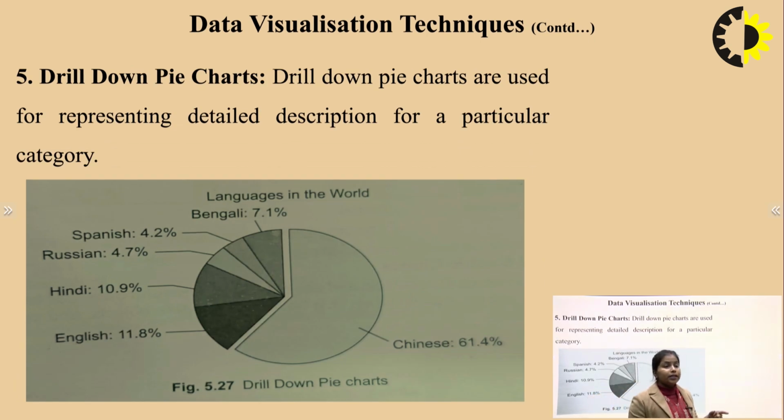Now the next technique is a drill down pie chart. Drill down pie charts are used for representing a detailed description of a particular category. Here it shows the different languages in the world. Spanish is used in the world at 4.2%, Russian shows 4.7%, Hindi 10.9% and English 11.8%. So the drill down pie chart shows the different languages in the world.